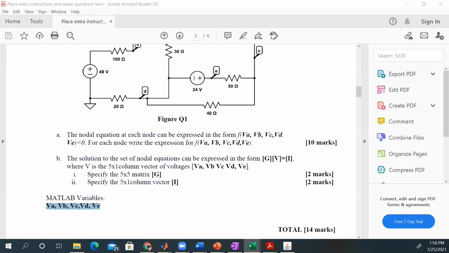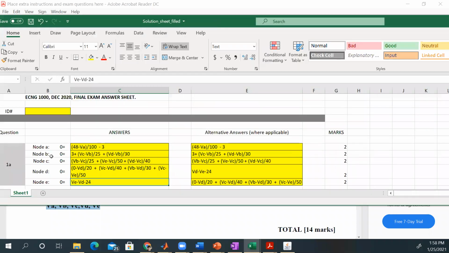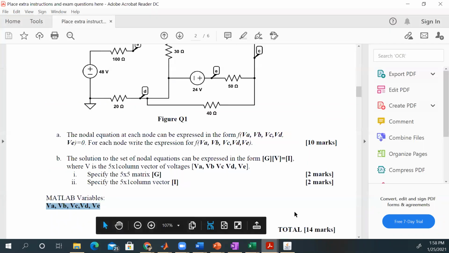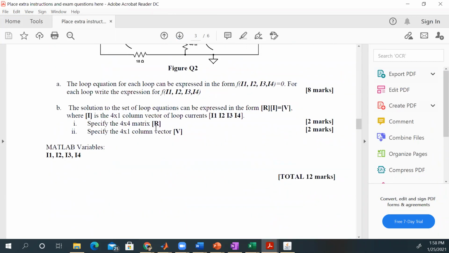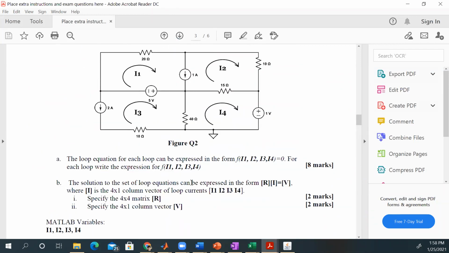It's not loading my Excel. Here it is. So you'll see, for example, here, it will tell you node A 0 is equal to whatever. So you'll know that you have here VA, VB, VC, VD, which are the things that the question asked you to have, MATLAB variables, right? So the next question will tell you what the MATLAB variables should be, and you should be able to figure it out from the wording of the question.